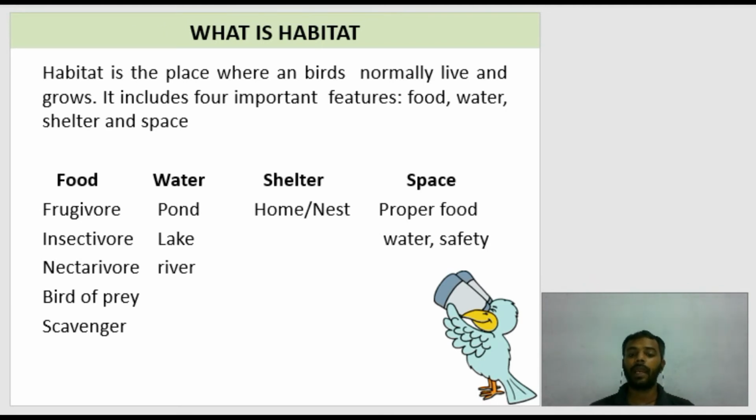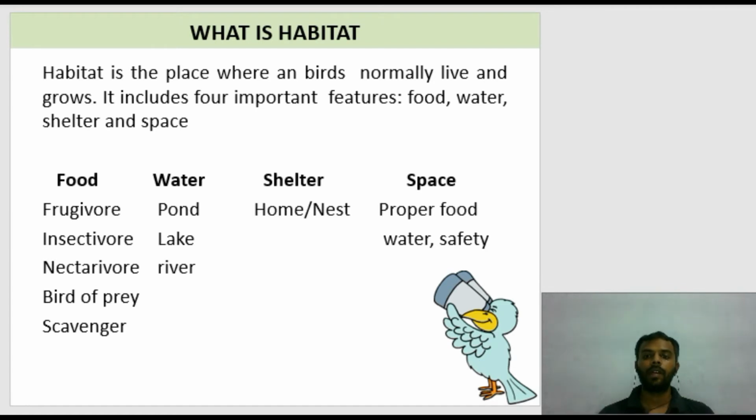Then, the second important feature is water. Water is necessary for each and every organism. Without water, nobody can imagine their life. So, birds get water from ponds, lakes, rivers, and small water holes. Now, the third important feature is shelter. Shelter is the home or nest of any organism where they save themselves from predators and bad weather. Now the fourth important feature is space. Space means where the birds get proper food, proper water, and proper safety.